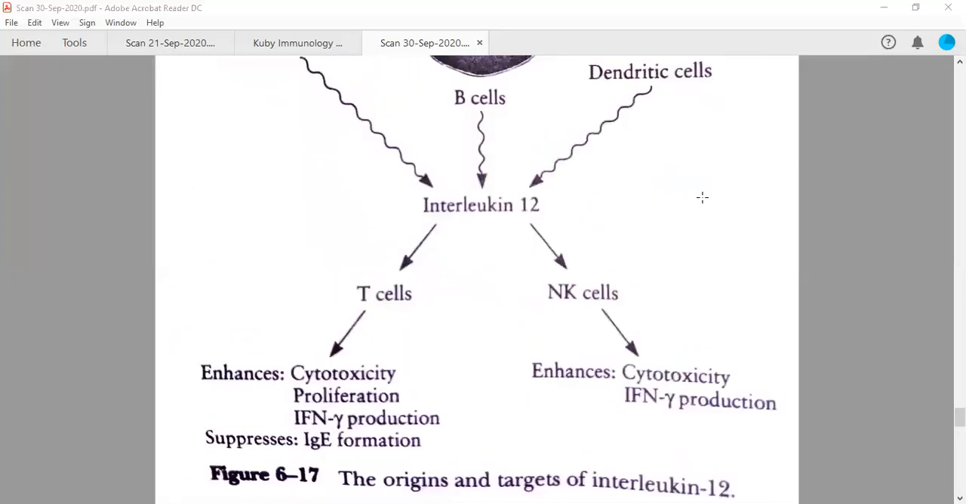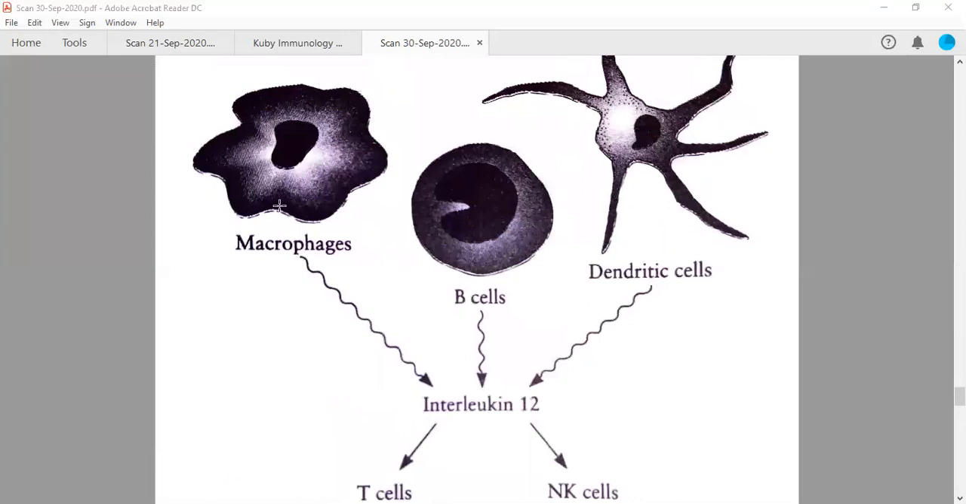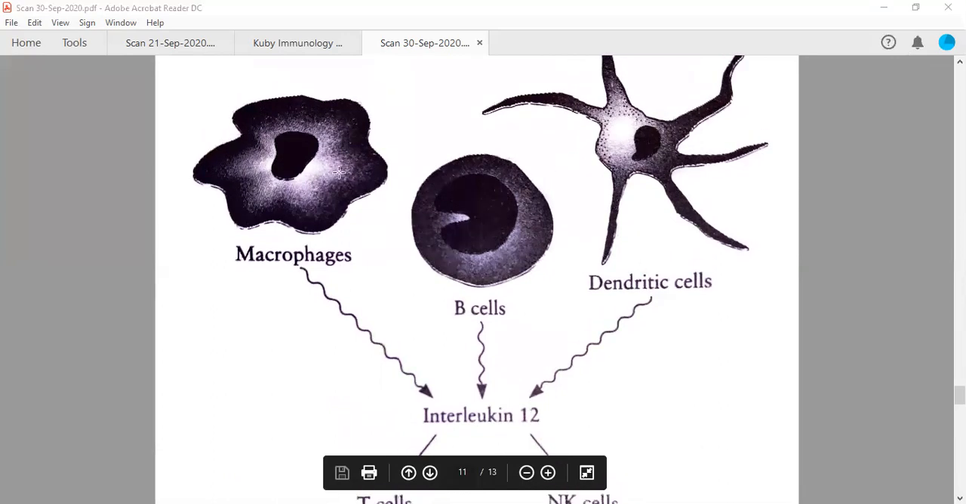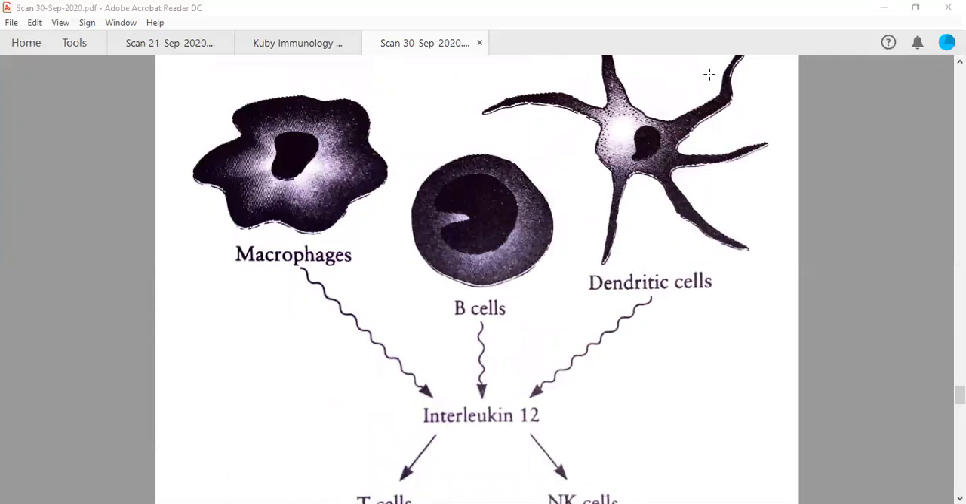or immunoglobulins. Then these macrophages also secrete interleukin 12, which is very, very important. Not only macrophages, but B cells and dendritic cells, all these three cells are professional antigen presenting cells. As I told you, professional antigen presenting cells, or simply APCs. So we can put it here so that you can remember. All these three, macrophages, B cells, and dendritic cells, what is common in all three cells? They will secrete the interleukin 12, which is a kind of cytokine.